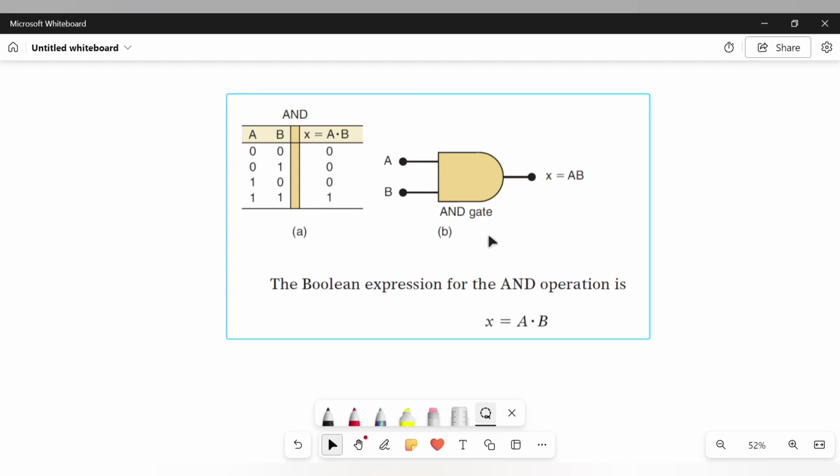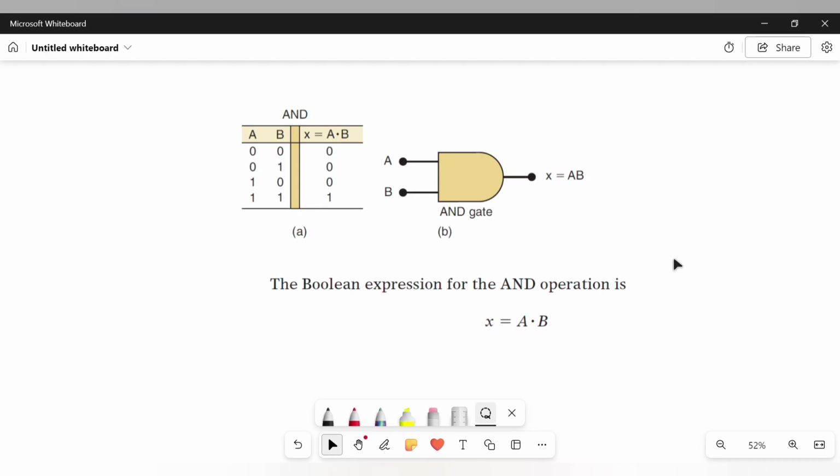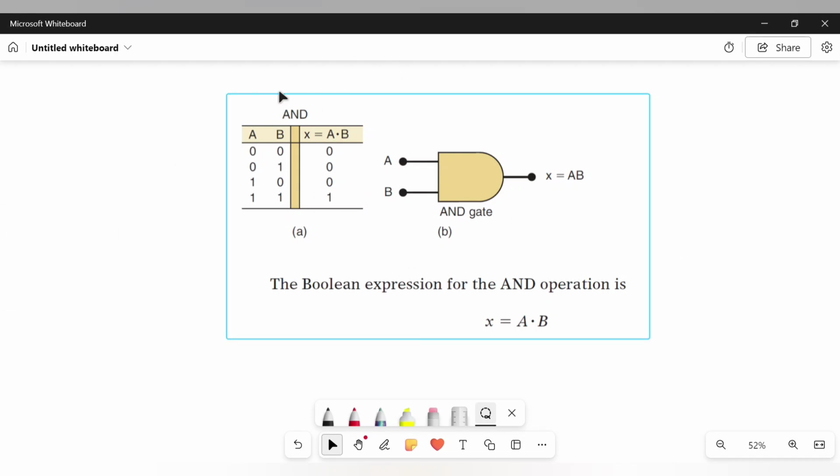Today I will discuss two more basic Boolean operations, that are the AND operation and the NOT operation. Let's first discuss the AND operation. How does the AND operation operate? Here I have shown you the truth table of this AND operation.